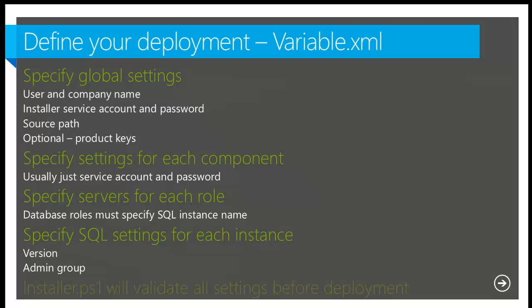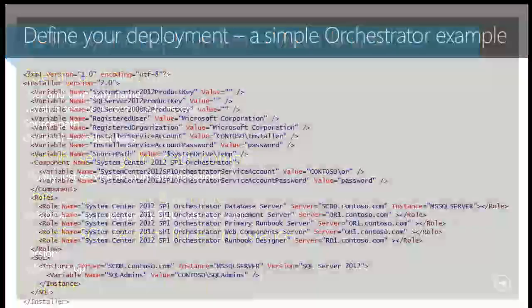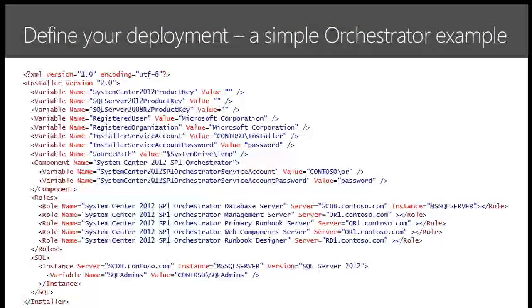That's it. The installer itself will validate all of these settings for you before you do your deployment. So don't worry about manually editing XML. If you get something wrong, we're not going to attempt to deploy something that we know won't work. So this is a sample variable XML file. This is a simple one. This is just a simple orchestrator installation, but I want to use this to highlight actually how simple it is to provide this information.